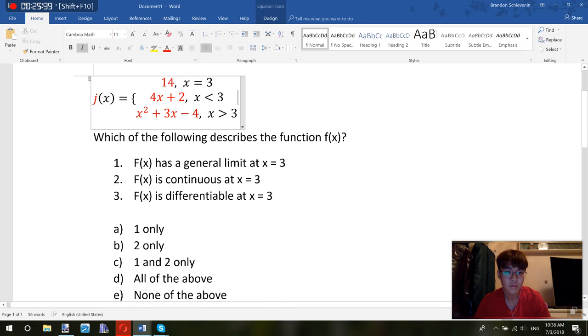So if I derive the top, I get 4. If I derive the bottom, I get 2x plus 3. So if I plug in 3, I get 6 plus 3, which is 9. That's not the same as 4, so this is not differentiable. So this one is general limit and continuous, but not differentiable.